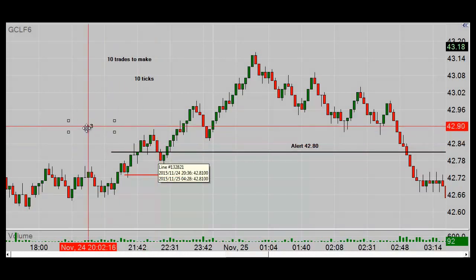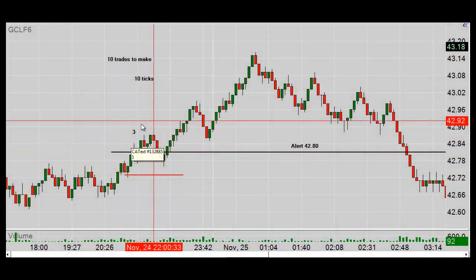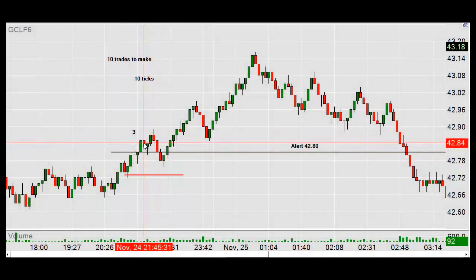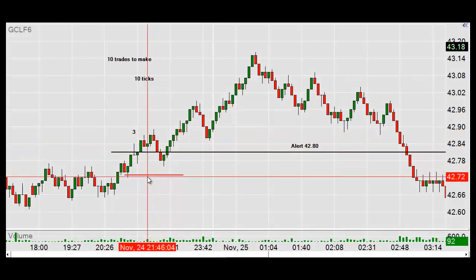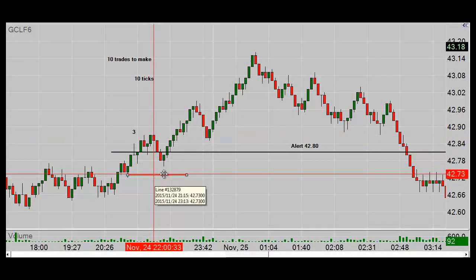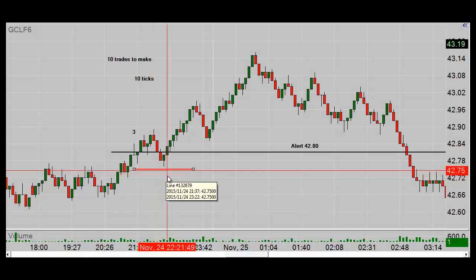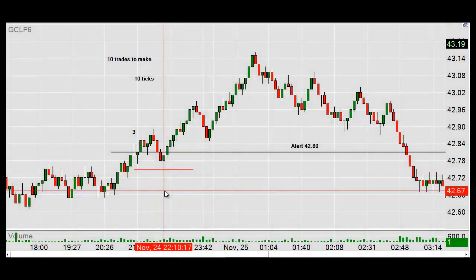$42.81. Okay, so we locked in 3 there, and we're just going to say we missed this one because it just happened so quick, and you know, maybe you're not that quick. Now, we do have in our DOM, and I'm sure you have on your DOM, you can automate the strategy so that you can automatically move your stop loss to break even at 4 ticks. You don't have to touch the mouse, it just happens.